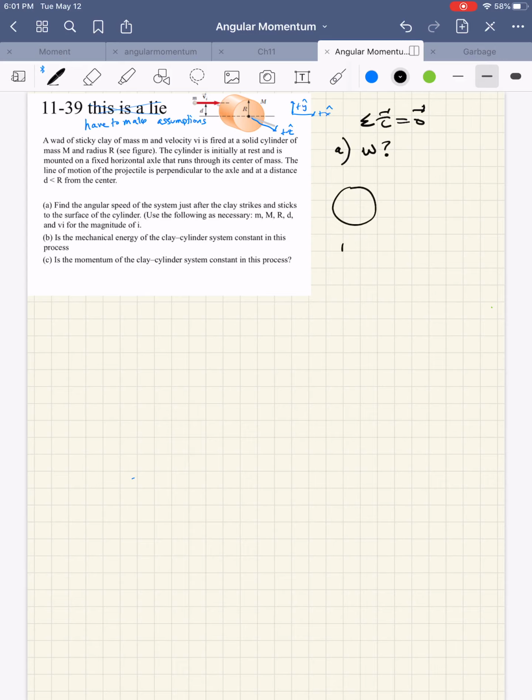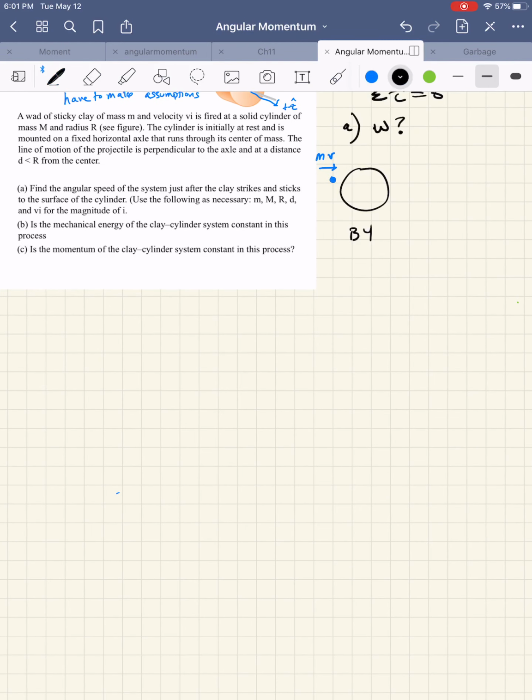So kind of the before picture is you have that lump of clay coming in right here. It's about to hit it right now with some mv, that's the linear momentum. And my cylinder has an omega equal to 0. But then after the collision, that's when they're stuck together and the whole thing is now moving with some omega. And that's the question, what is the omega relative to that center?